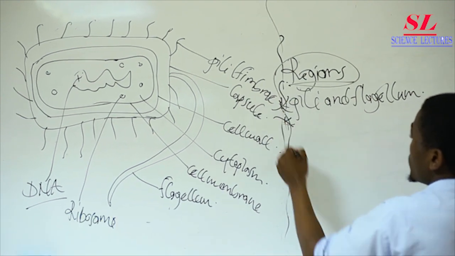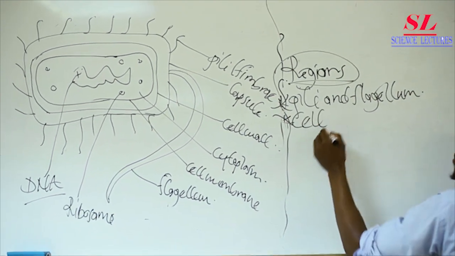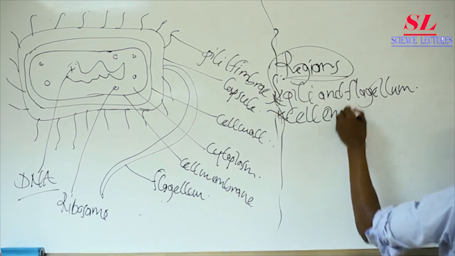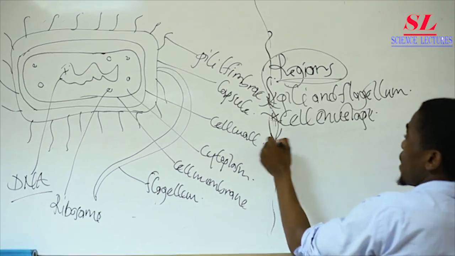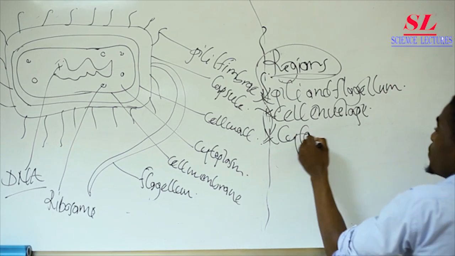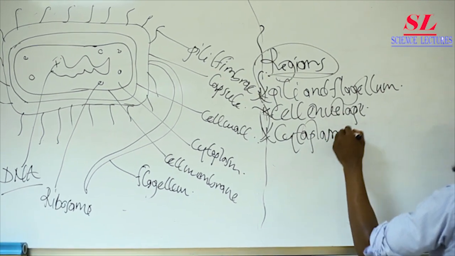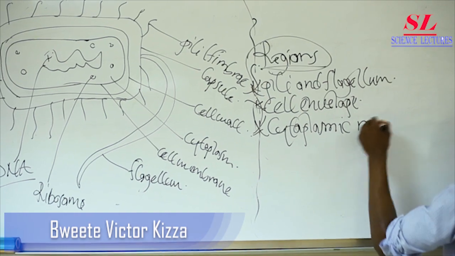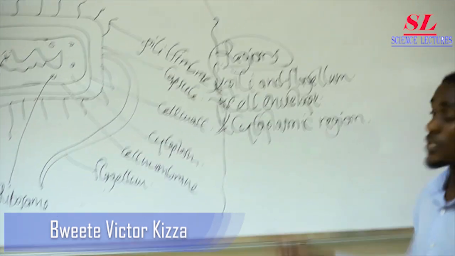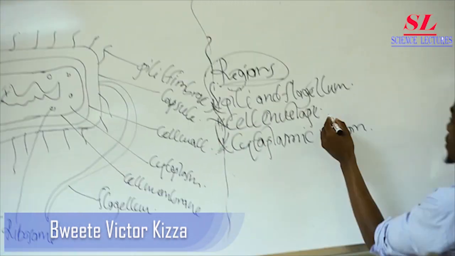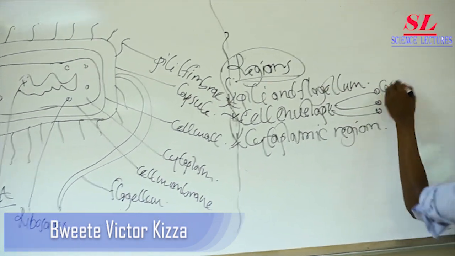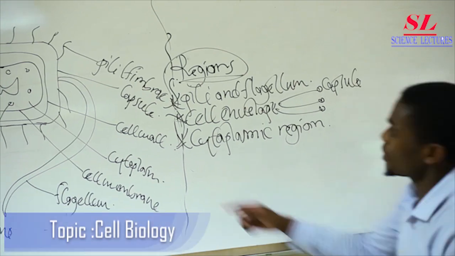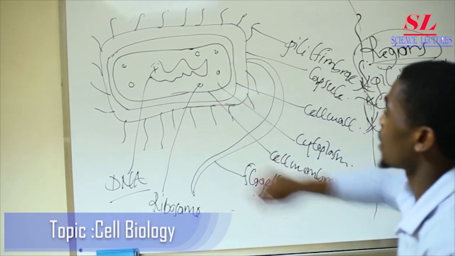Then another region is the cell envelope. Finally, the last region is the cytoplasmic region. The cell envelope is a bit complex because it has three components. It has the capsule, which is the outermost covering.